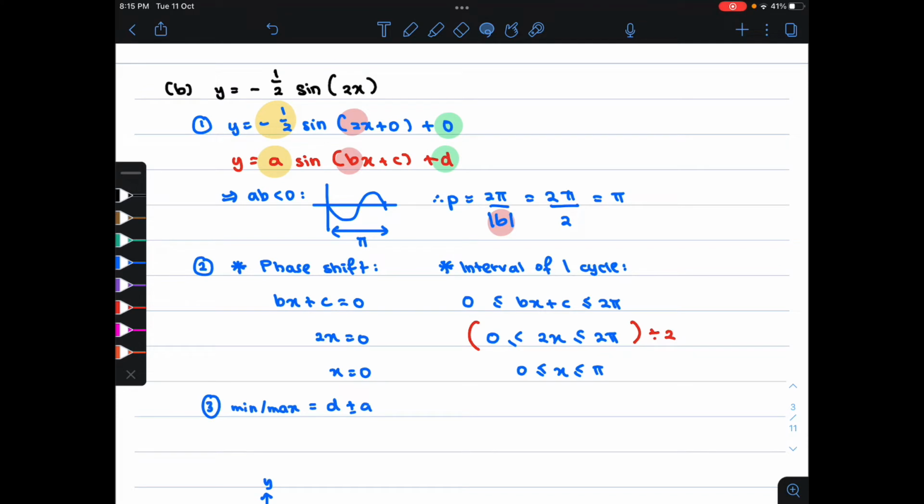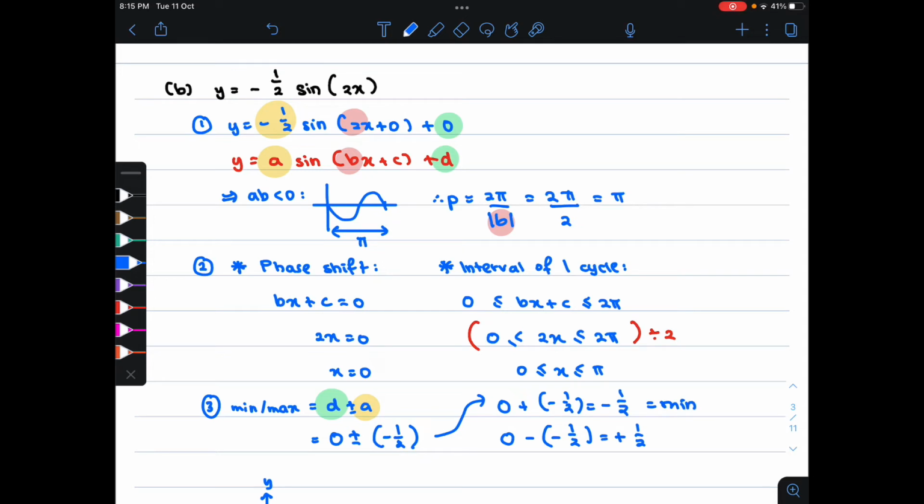The third step is to find the minimum and maximum value of the y coordinate. So D is 0 and A is negative half. So we'll get 0 plus minus negative half. The first one is 0 plus negative half, which is negative half. And the other one is 0 minus negative half, which is positive half. So the smaller value will become the minimum and the bigger value will become the maximum.